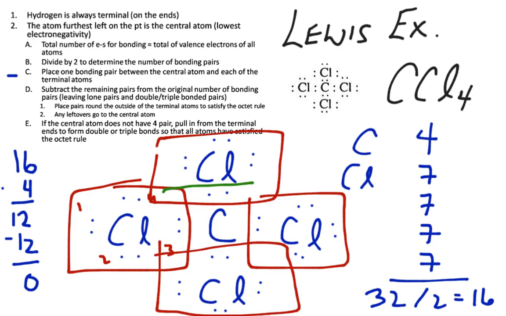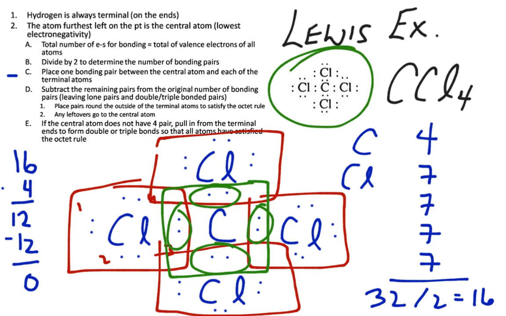Our carbon is sharing with each of the 4 chlorines to get 1, 2, 3, 4 pairs. Therefore, the Lewis dot structure of CCl4 is good to go. I know there's a lot going on with this slide, but we're going to practice this in quite a bit of depth in class.